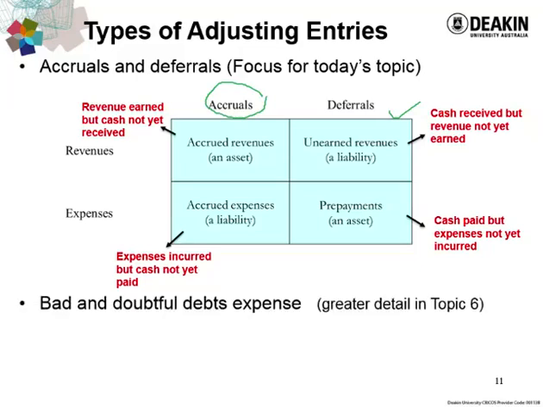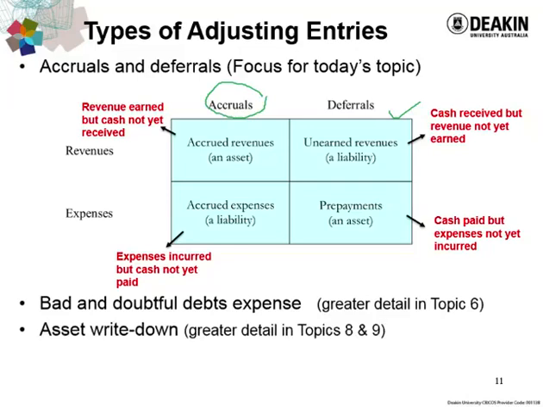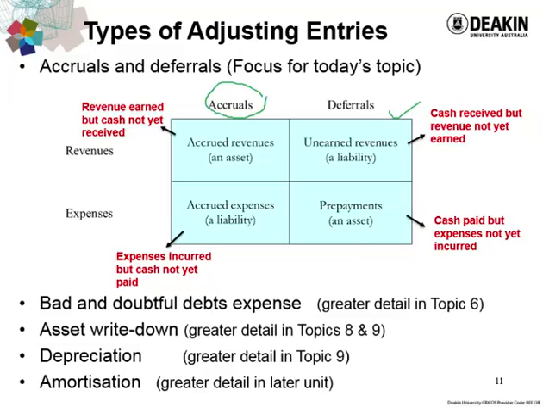We also have other types of adjusting entries. For example, bad and doubtful debt expense, which will be covered in topic 6. And we also have asset write-down, asset impairment, that will be covered in topics 8 and 9. We have depreciation, that will be covered in topic 9. And amortization, which will be covered by other accounting units and also in topic 9 as well. And today, we will briefly look at bad and doubtful debt and depreciation.